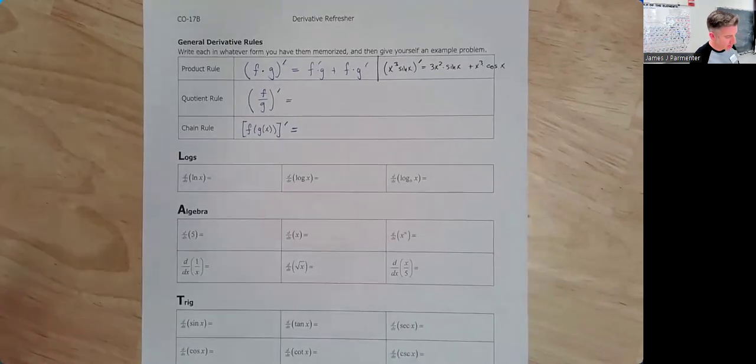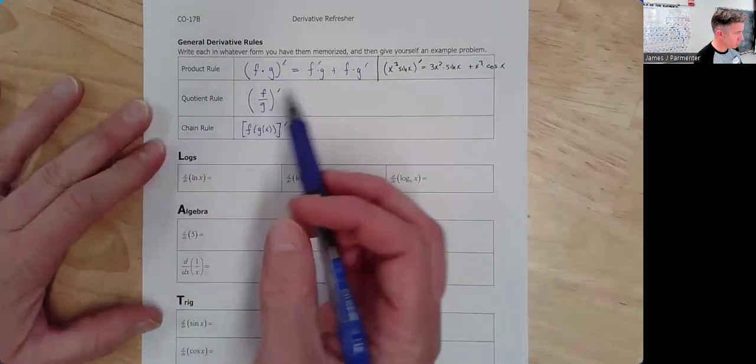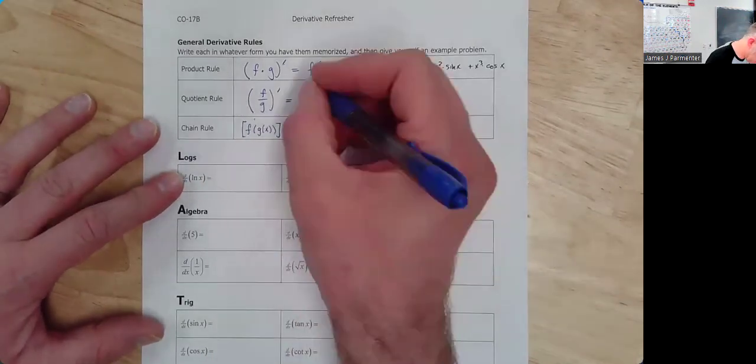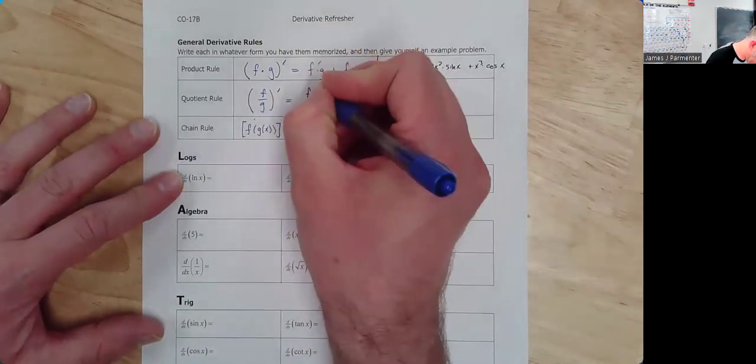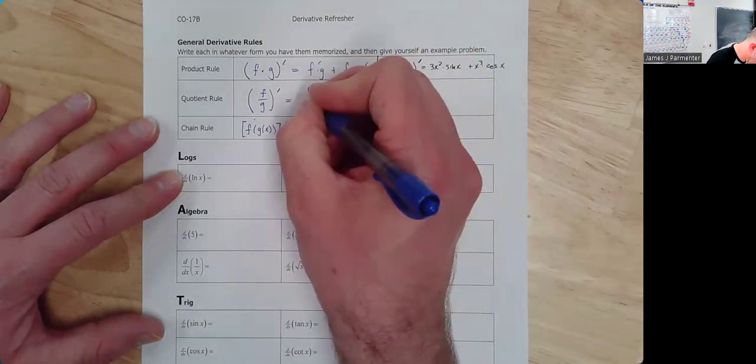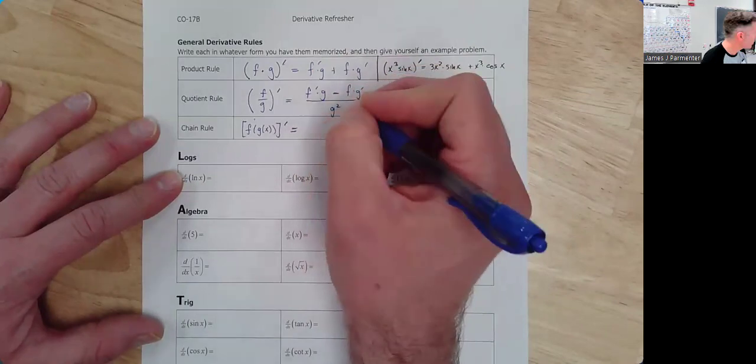What I would point out is the quotient rule and the product rule actually have a lot in common with each other. The quotient rule, at least the top part of the quotient rule, looks almost identical to the product rule, except for the minus sign. So the derivative of f over g, or you might think of it as high over low, is f prime times g minus f times g prime all over g squared.